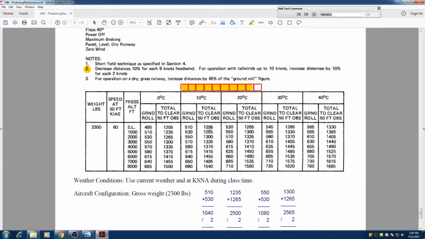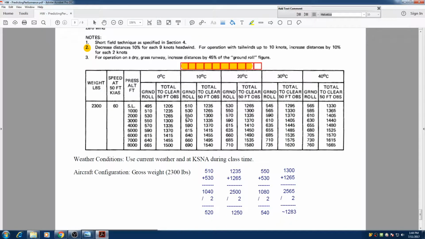and this number. For example, if we are at sea level and we are at 10 degrees, we are only using 1235 feet to land and roll on the ground until we fully stop. And if it's hotter and it's 20 degrees, we're going to use 1265. However, today is 19 degrees, so we can say that we are 10% shy of 20 degrees. So whatever value is for 20 degrees right here, we are 10% less than that.